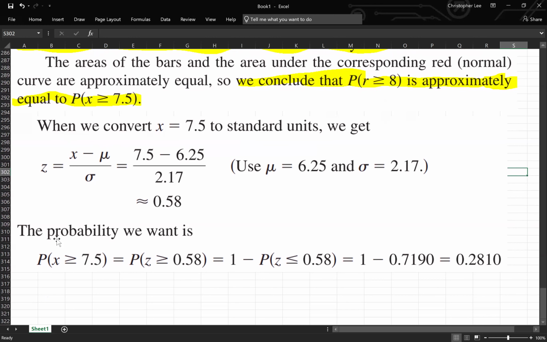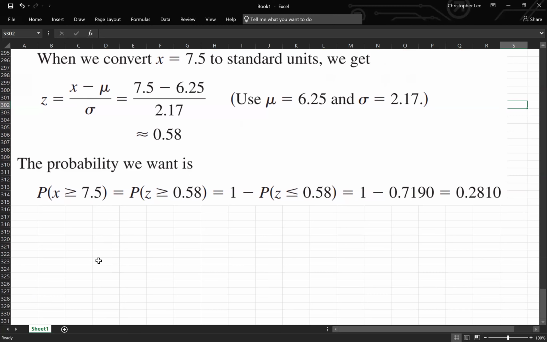We took the probability of X greater than or equal to 7.5, converted it into Z, which became the probability of Z greater than or equal to 0.58. Remember, I can't look up probabilities that are greater in the chart, so I have to do the complement, right? One minus the probability of Z less than or equal to 0.58. We didn't do that though, right? Remember when we did it, we drew our distributions. So let's try that out real quick.